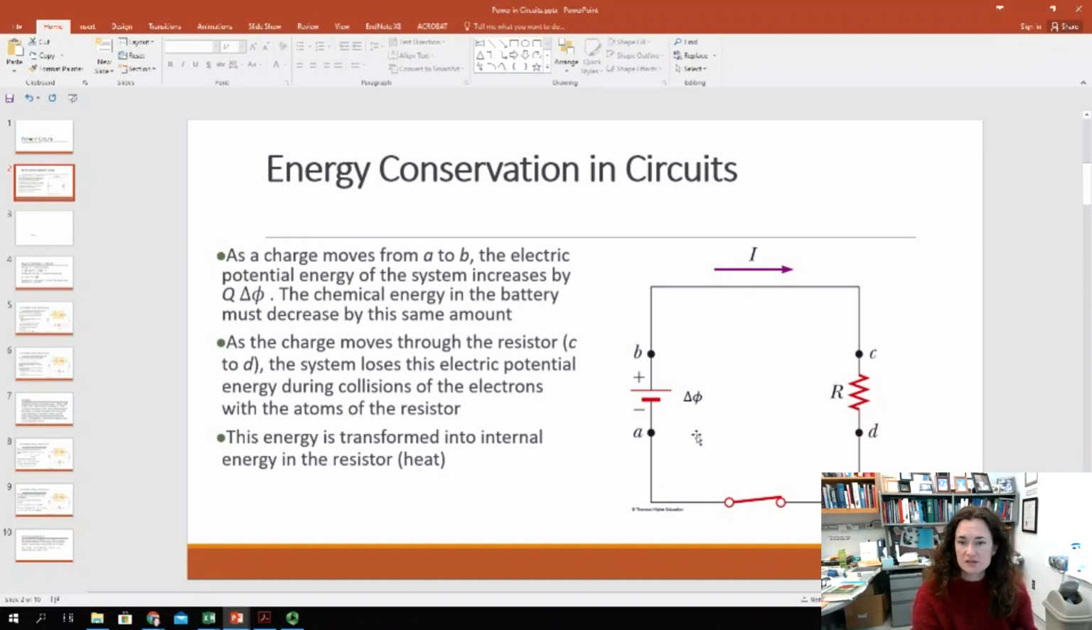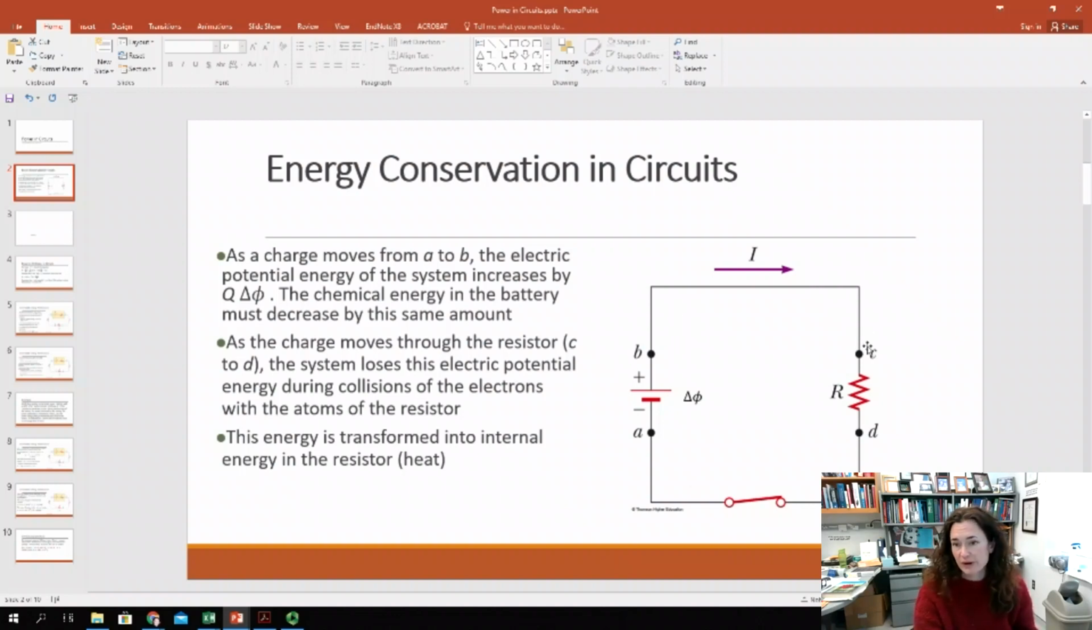So if you look at the simple circuit diagram that we have here, as you move from point A to point B in the circuit, you can think of it as an increase in the potential energy of the charges within the circuit by an amount, Q delta phi. Now, the battery establishes a voltage, which then causes an electric field, which pushes our positive charges clockwise around our circuit, creating that current flow, I.